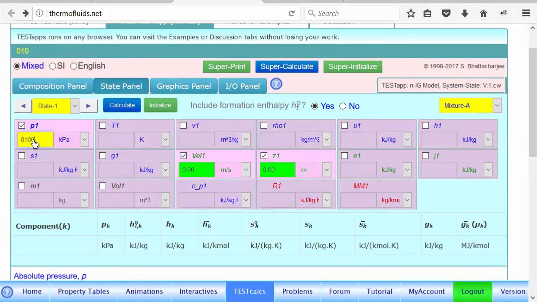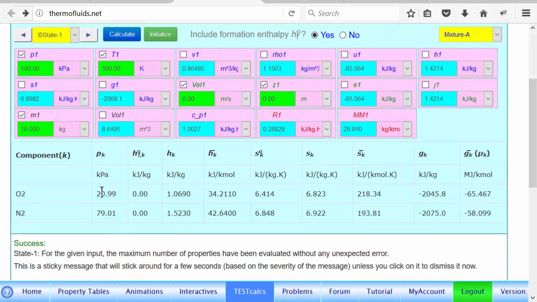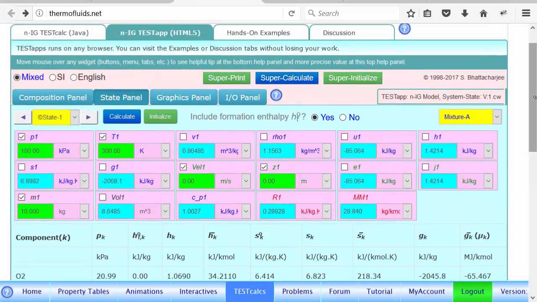Okay, so again, let's write down what we know: 300 Kelvin, and the mass is 10 kg. So state 1 is perfectly found. And notice that the partial pressure of oxygen and nitrogen are displayed here, as are many other partial properties which are covered in chapter 14.